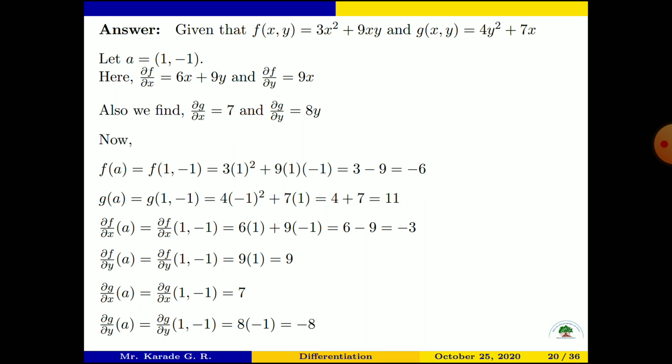So partial derivative of first term with respect to x is 6x and partial derivative of second term of f with respect to x is 9y. Okay, so while finding a partial derivative with respect to x, we have to keep variable y constant. Therefore 9y is constant and the partial derivative of 9x into y is 9y.